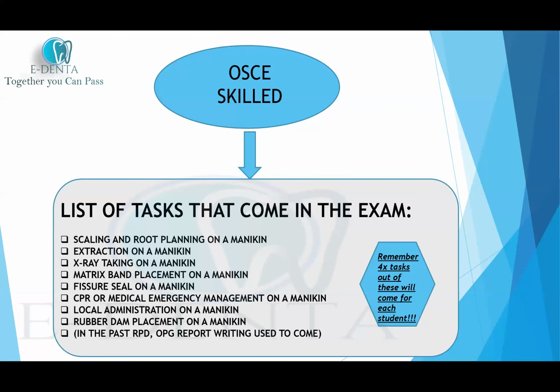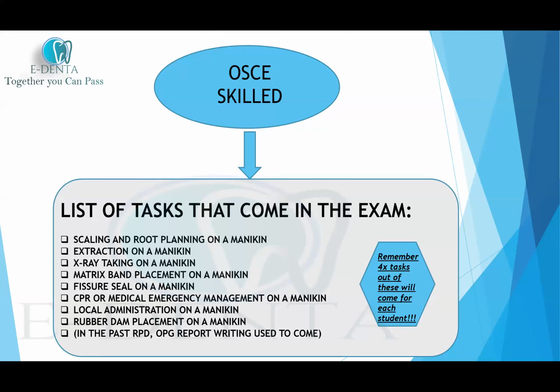Remember, 4 tasks out of these will come for each student. So you're not expected to do all these tasks on your skilled OSCE day. You will be picked, like some people will get scaling and X-ray, fissure seal, and LA, let's say. And some people will get X-ray, matrix band, rubber dam, and perio. Scaling. So you're going to get 4 out of these tasks.